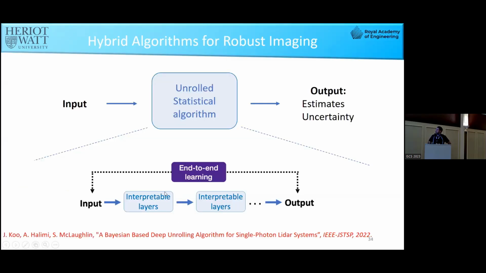So for that, what we did is that we took our input, we unrolled our statistical model, where we replaced each of the optimization steps by a layer of our neural network. And this means that each layer here is well understood. We know exactly what are the operations happening inside these layers. And this allows us to get as output estimates, but also uncertainty about these estimates.